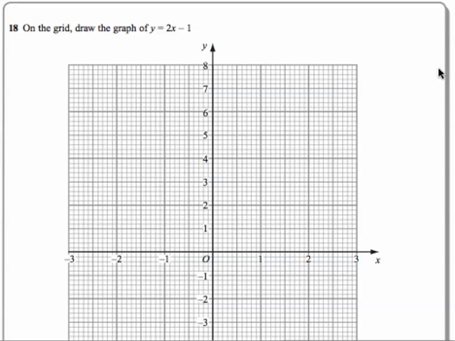So, question 18, on the grid, draw the graph of y equals 2x minus 1. Now, there's a few ways to draw this graph, but I think the easiest way is to do a table. Okay, so I'm going to do a table.